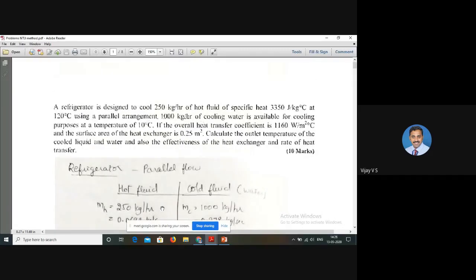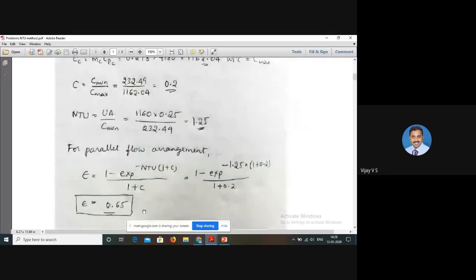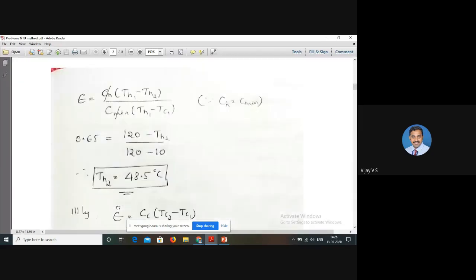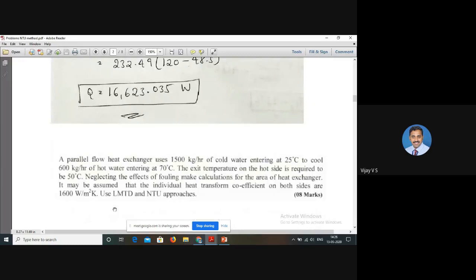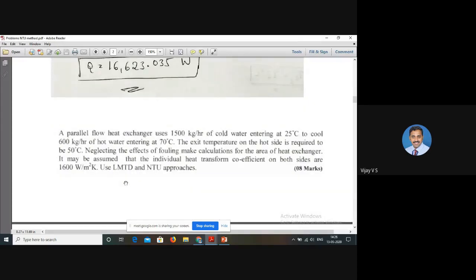Generally heat exchanger problems are easy, so please don't leave this. 10 marks you will get here. Clear? So effectiveness we got, temperatures we got, heat transfer rate we got, right? Okay, so we will go to the next problem. Any doubt? Anyone?